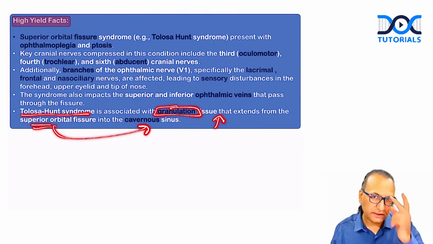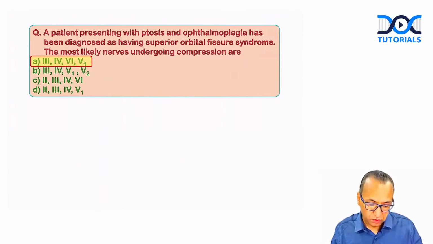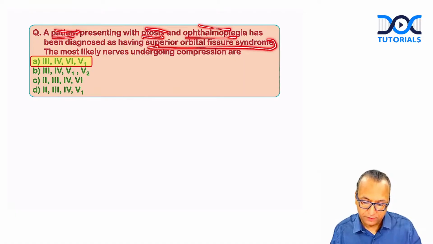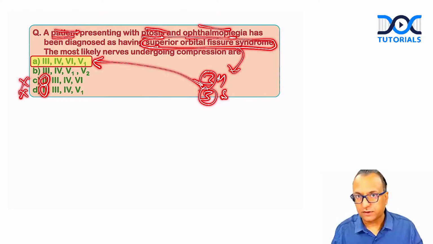All of this discussion is important for your upcoming FMGE, NEET PG, and INI-CET exams. So, a patient presenting with ptosis, ophthalmoplegia, superior orbital fissure syndrome, 3 motor and 3 sensory nerves, and this is your answer. You cannot include the optic nerve here because the optic nerve is not in the superior orbital fissure. It is passing through the optic canal.